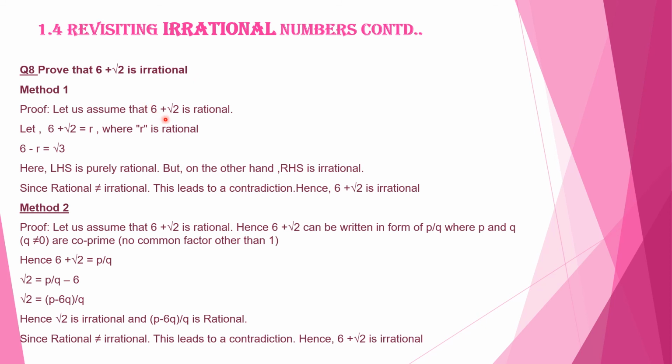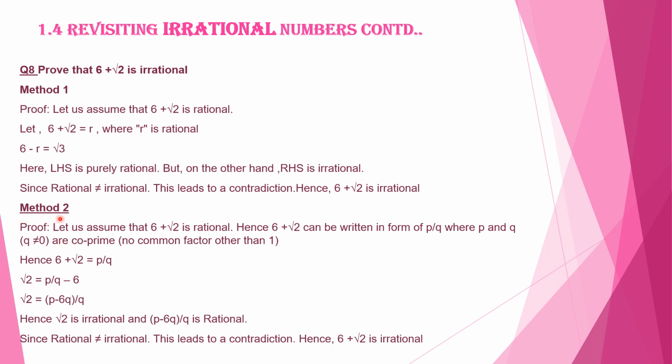So again, let 6 plus root 2 be equal to r, where r is rational. 6 minus r equals root 2. So here again we can see the right hand side is root 2 and the left hand side is 6 minus r. That means the right hand side is an irrational number and the left hand side is a rational number, which is not equal. This leads to a contradiction. Hence 6 plus root 2 is an irrational number.